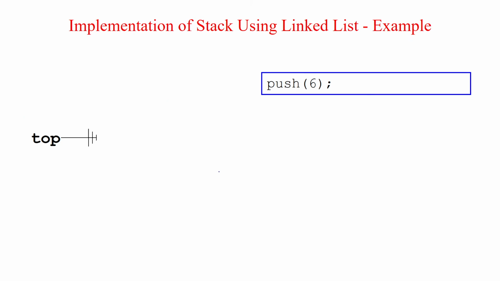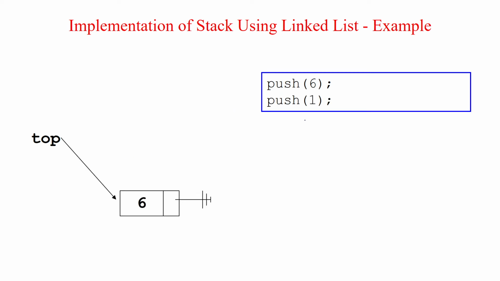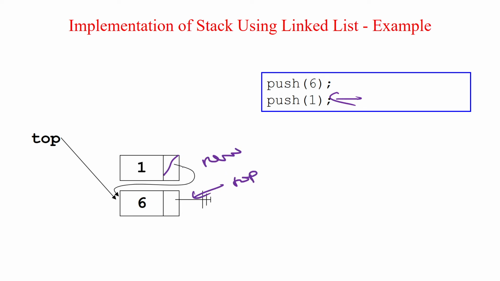Here, just for your representation, I push 6, and then this will become the top. Then I push the next data, 1. The node 1 is created with a null next value. Then I make the link: new node dot next will be top. Then this new node will become top. So now top is changed.